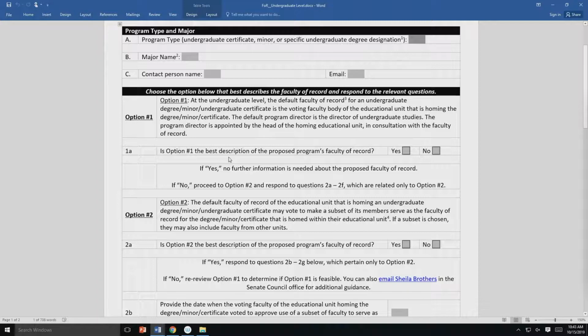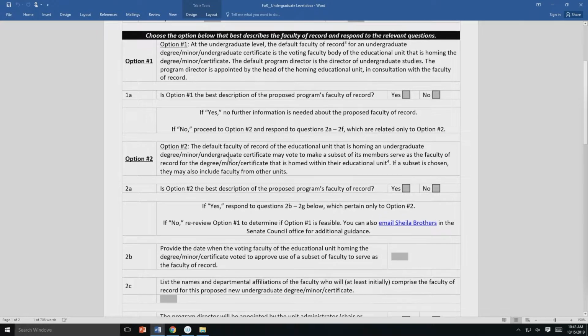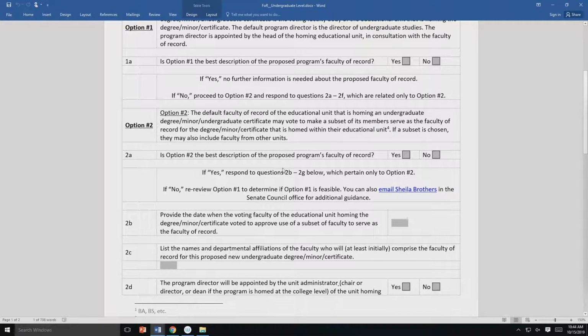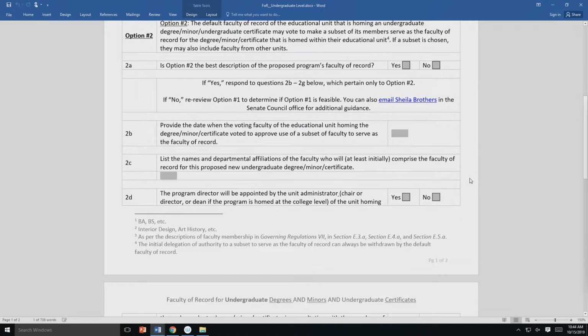If the default option doesn't work, at the undergraduate level there's a second option, and in the second option you've got a few more questions to answer, so it's a bit of a longer form. However, the proposer is guided to the questions and guided to the answers, and hopefully it's going to be simpler for proposers and reviewers alike.